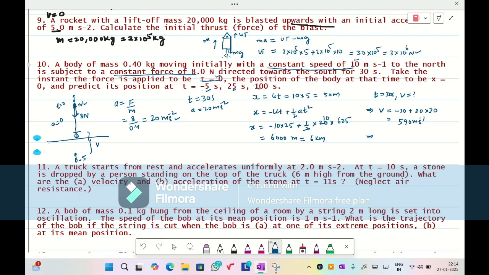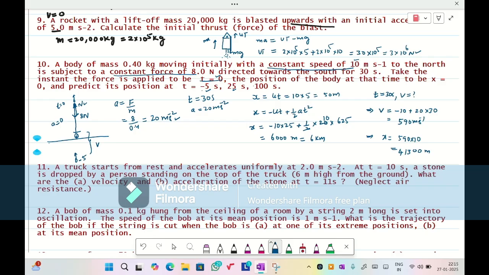Now it will travel for how many more seconds? After 30 seconds, 70 seconds, right? So for the remaining 70 seconds, it will move at constant speed, that is x equal to 590 into 70. So 7 nines, 63, 4100 meters. So this is 41.3 kilometers. Adding the 6 kilometers in total, 47.3 kilometers from starting at 0 seconds.